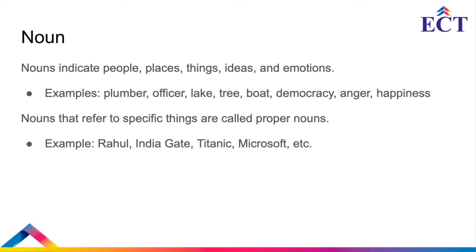Okay, so noun. Let us first understand noun. All of you know it indicates people, places, things, ideas, and emotions. Again, we are going back to third, fourth class. Examples: plumber, officer, lake, tree, boat, democracy, anger. So anything that indicates people, places, things, we call it a noun. Nouns that refer to specific things are called proper nouns. Like any names are proper nouns. Okay, we all know this.